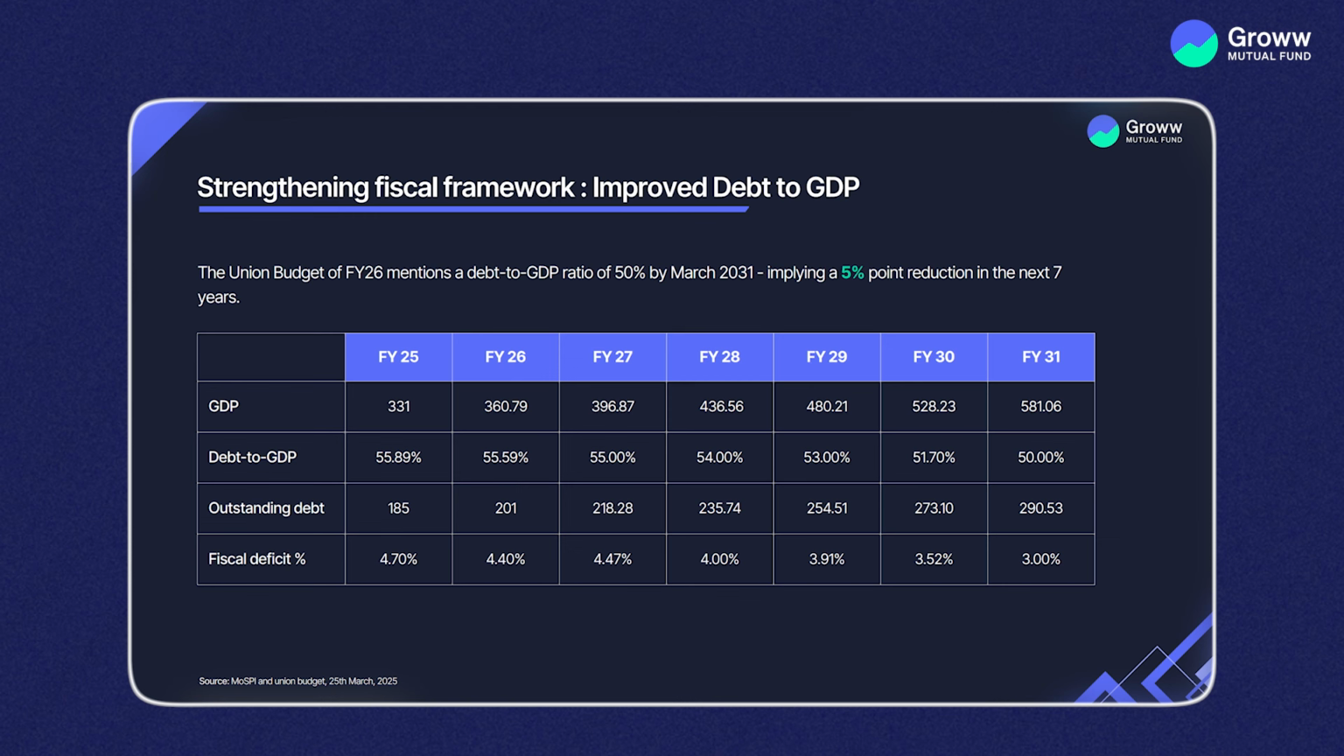They have said through the FRBM Act they will come to 50% debt to GDP. Currently, we are at roughly around 55% debt to GDP. So, what this will entail is that broadly your gross supply of government securities will remain stable.